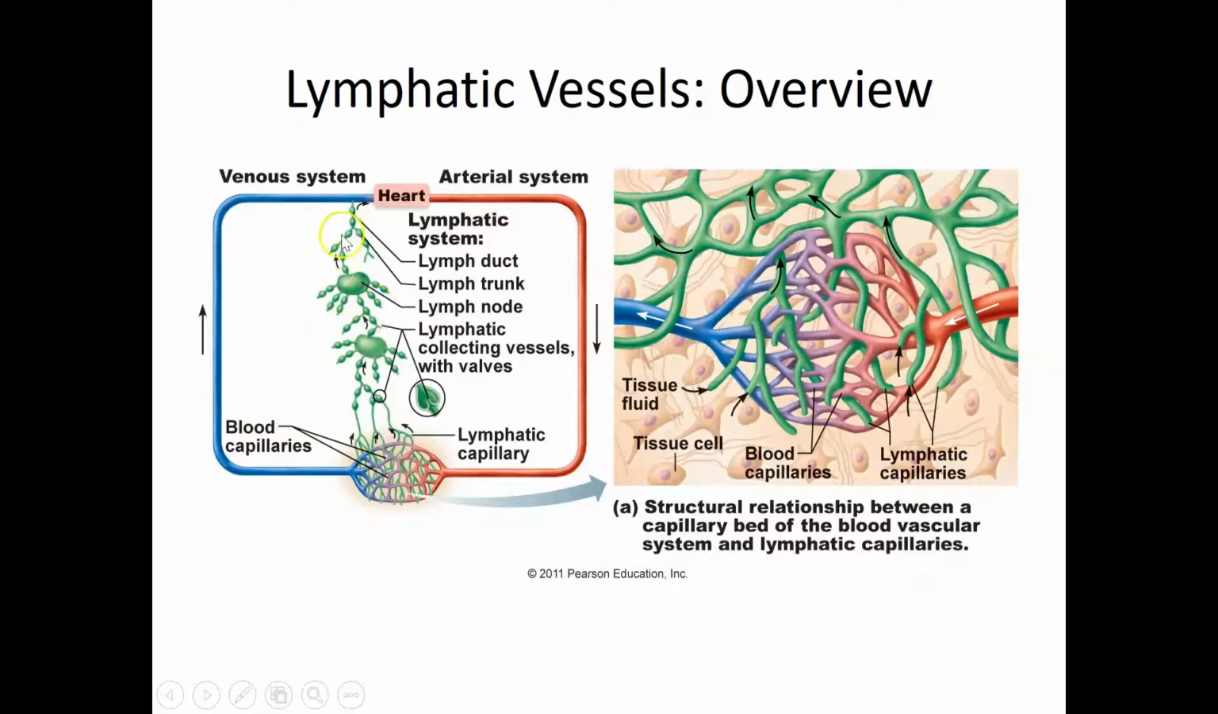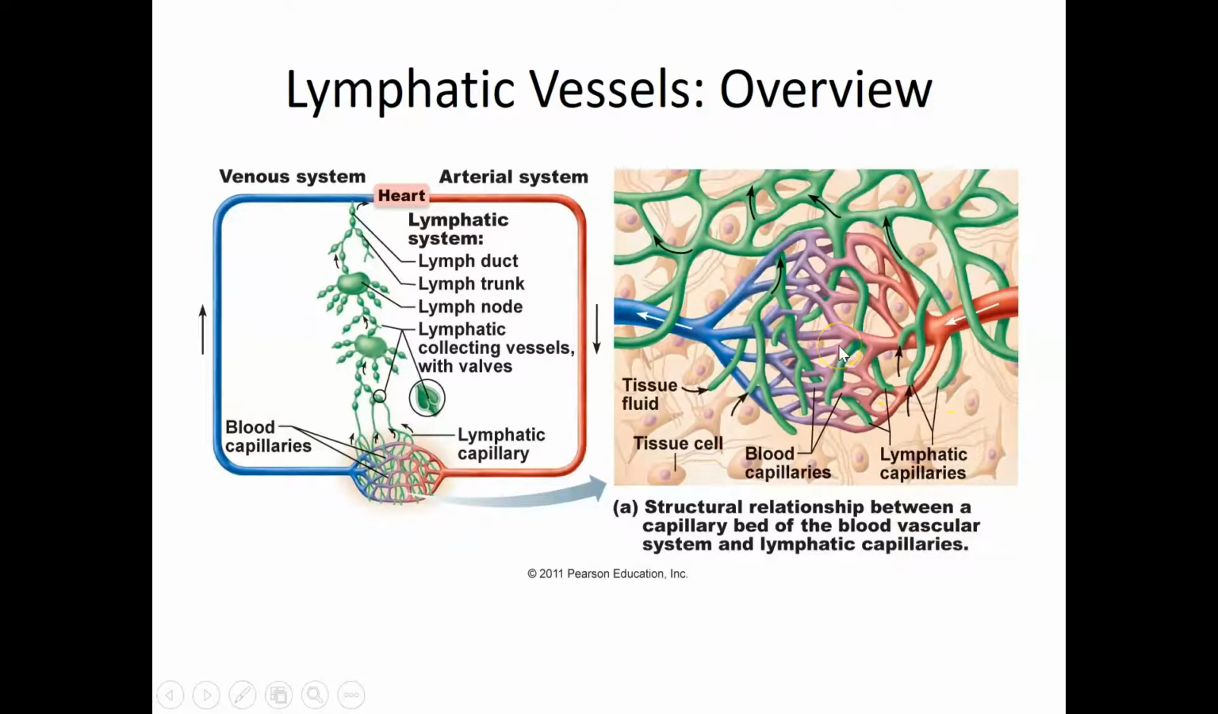The lymphatic collecting vessels are going to merge to form lymph trunks, which are going to merge to form one of two lymph ducts. Those are not really well illustrated on this slide. I have another slide which shows them better in a bit. But this does show that eventually the fluid sucked up into all these lymphatic vessels is going to be connecting into the bloodstream again.